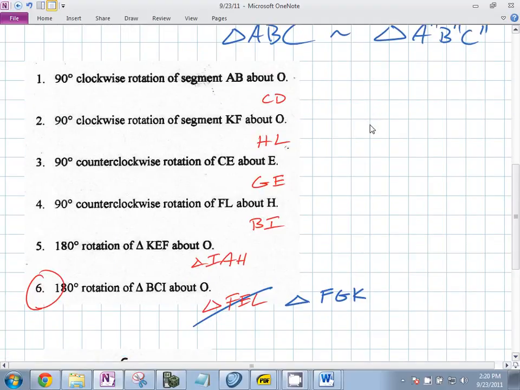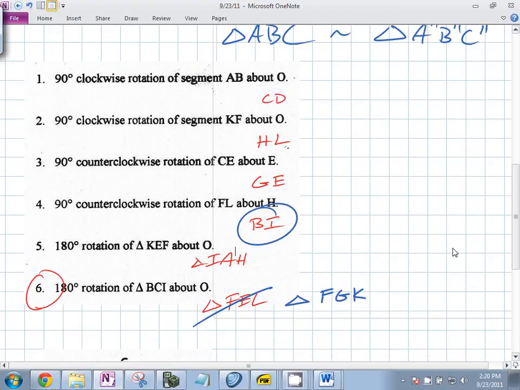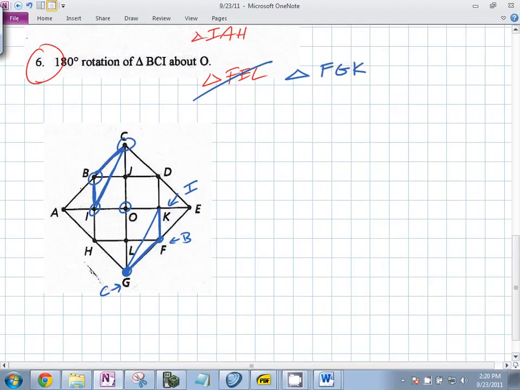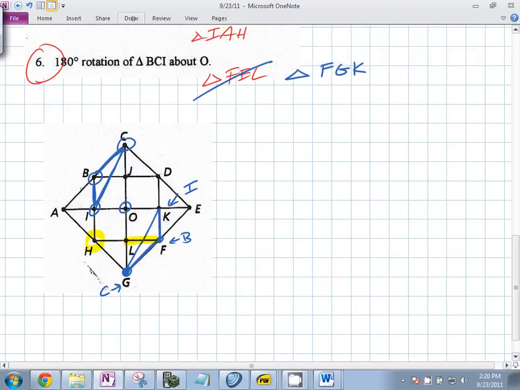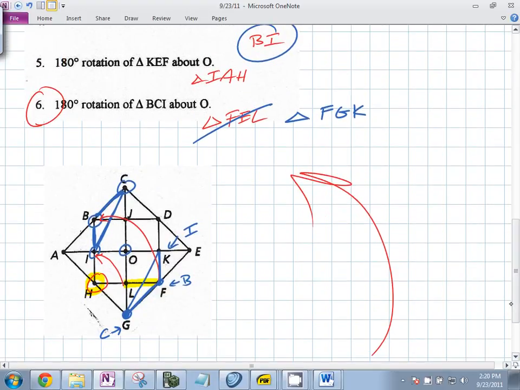Tyler, yeah. Number 4. It says 90 degrees counterclockwise of FL about H. So FL counterclockwise about H, right there. Counterclockwise is to the left. So what is L going to map to? I, and F is going to map to B. So, does it work? Yep. FL does go to BI. Yeah, Lynch, number 5. That was actually correct.